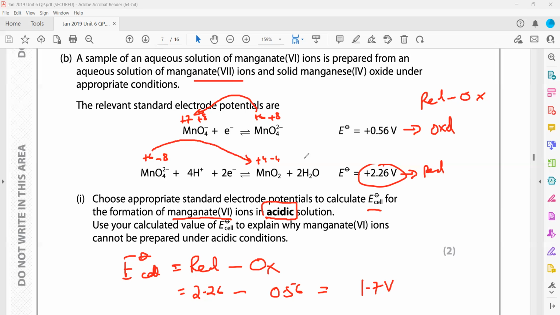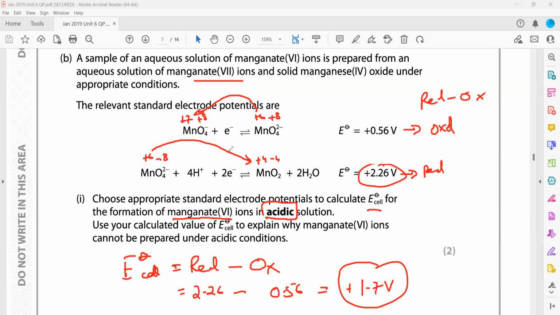When we apply the electrode potential of a cell, which is reduction minus oxidation, it means we are getting a positive voltage. So if this reaction happens, then manganate +6 ion will not form. Actually, what happened? +6 will change to +4, which is reduction, and then +6 will change to +7, which will be oxidation. So there will be no formation of +6 if this reaction happens.